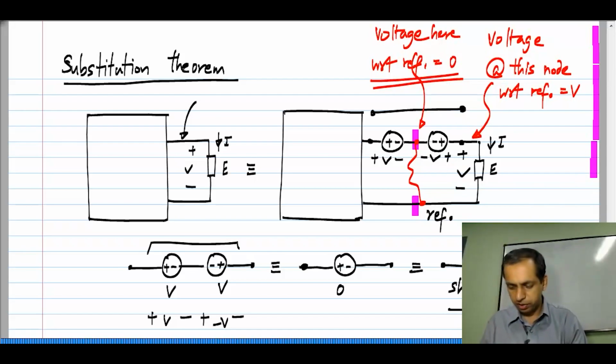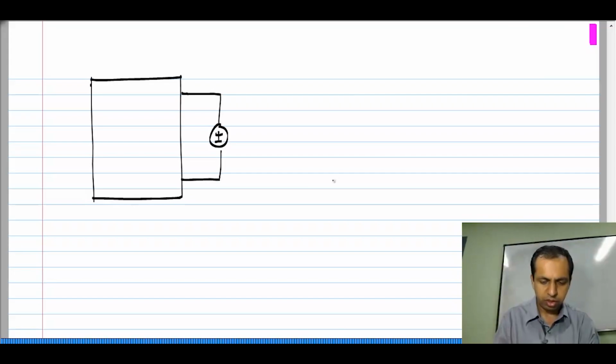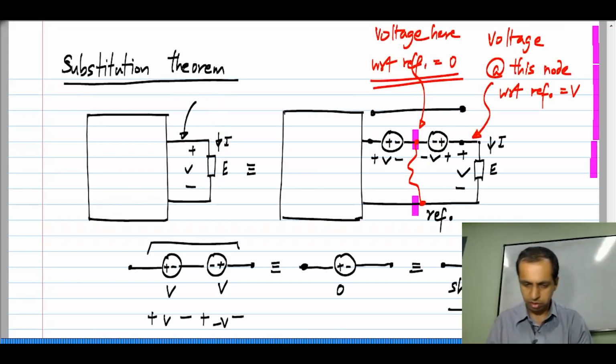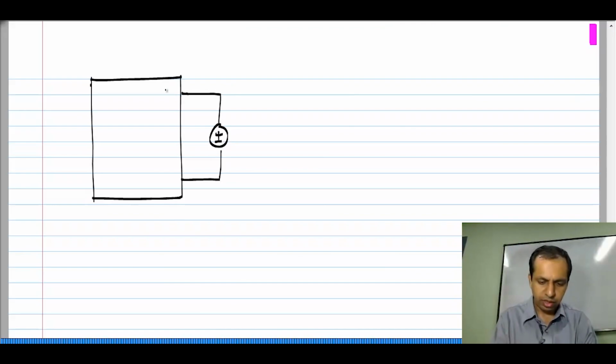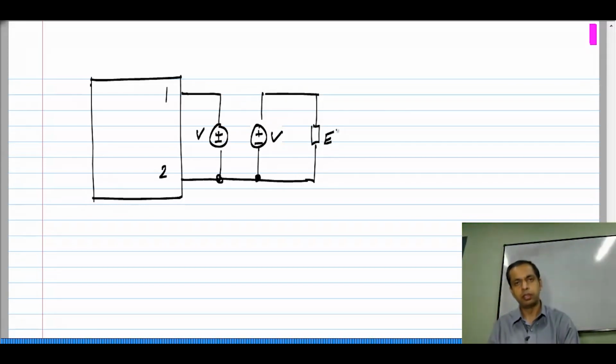Now, let me redraw this new configuration. I have the rest of the circuit. I have the first voltage source, which I will choose to draw this way, because I have short circuited it. If I number these as terminals 1 and 2, I have short circuited this node to node number 2, this terminal 2 of the circuit. So, I have this 1 and 2, and then from this point on I have also a voltage source of value V and the element E.